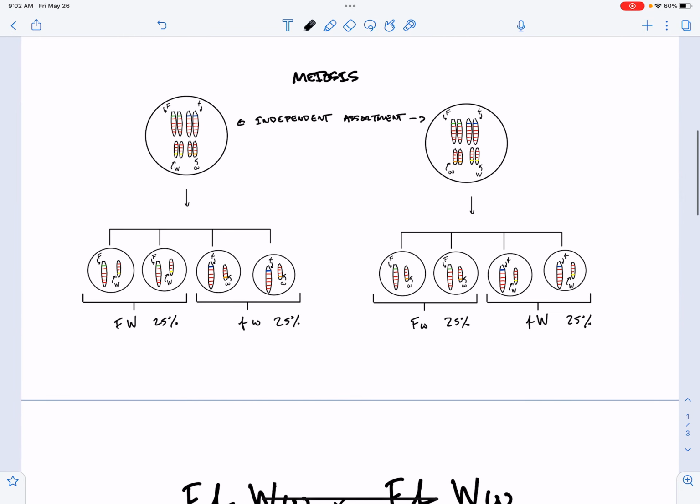I'm sure you can imagine a situation where the freckles gene and the hairline gene are both on the same chromosome, in which case we would not expect to see 25, 25, 25, 25. We would expect to see a different ratio.